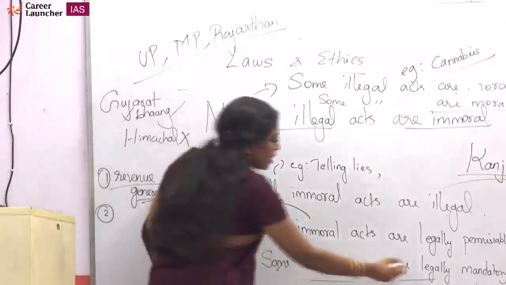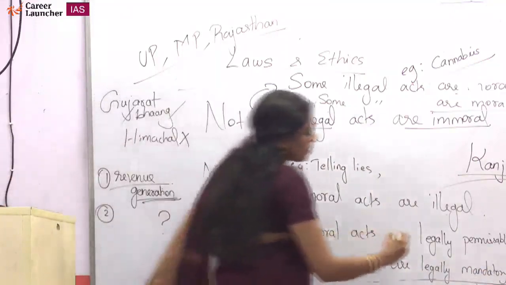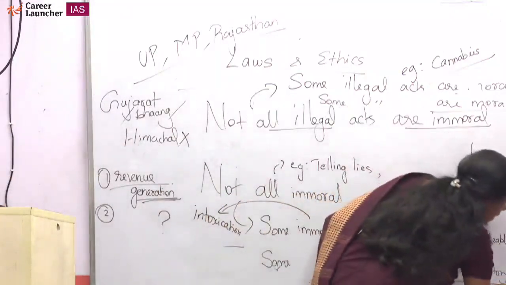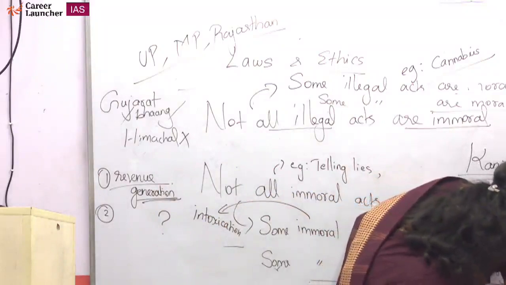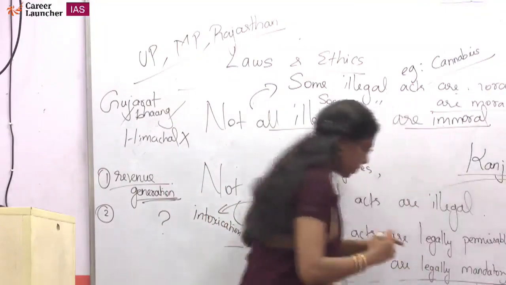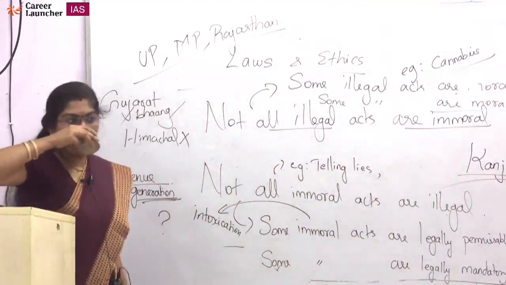Some immoral acts are legally mandatory. Example? Any example? For example, we can have capital punishment. What is this? Capital punishment means what? Polity is going on for you. What is capital punishment? Death sentence. Death sentence.